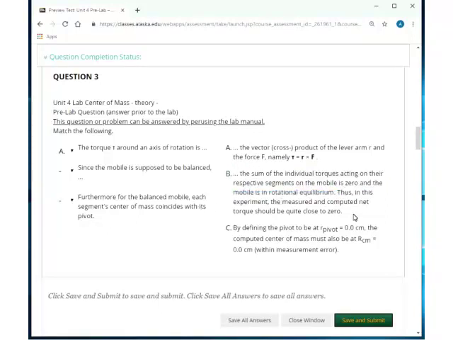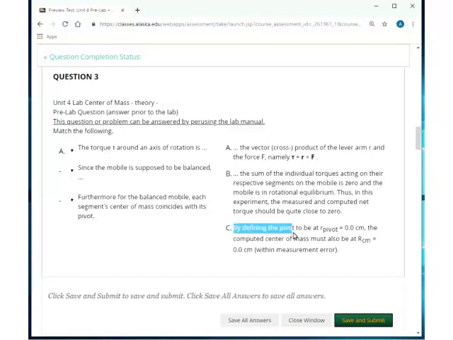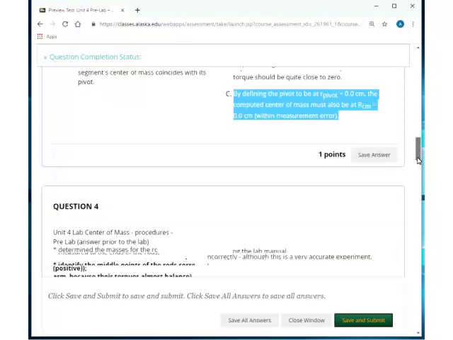And of course, since it's an experiment, it's not going to be exactly 0, but it should be really close to 0. Furthermore, the balanced mobile, each segment's center of mass coincides with a pivot, and therefore by defining the pivot at 0.0 centimeters, you should also come up, when you measure it, at 0.0 centimeters within measurement error. So those are the 3 answers.